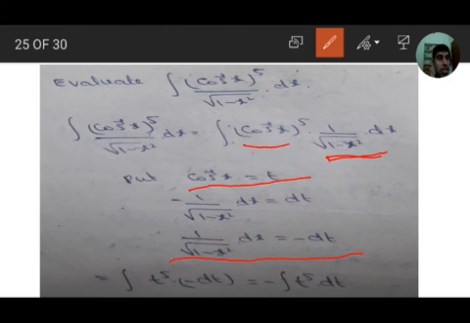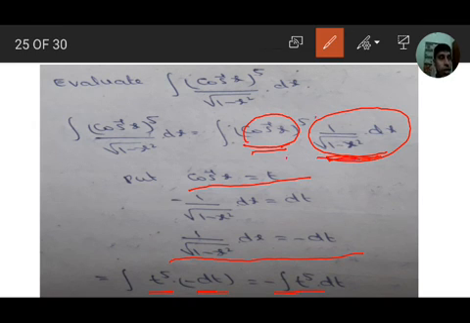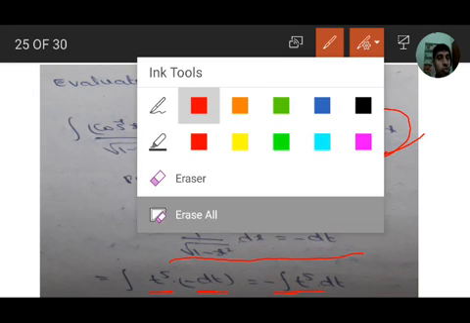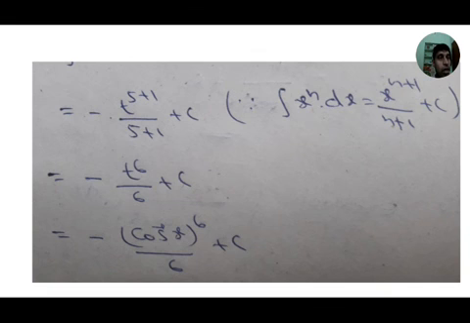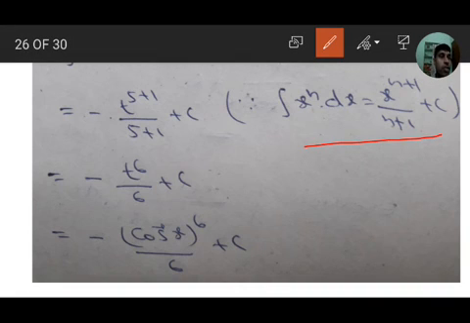Substituting, we get cos inverse x whole to the power of 5, that is t to the power of 5. This 1 by square root of 1 minus x square dx equal to minus dt, that is minus outside, integration t to the power of 5 dt. Cos inverse x means t to the power of 5, this is minus dt. So formula x to the power of n, integration x to the power of n plus 1 by n plus 1 plus c.